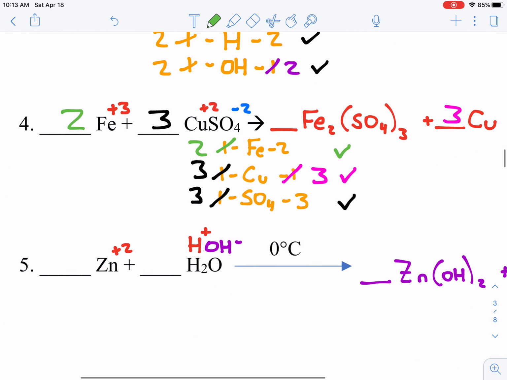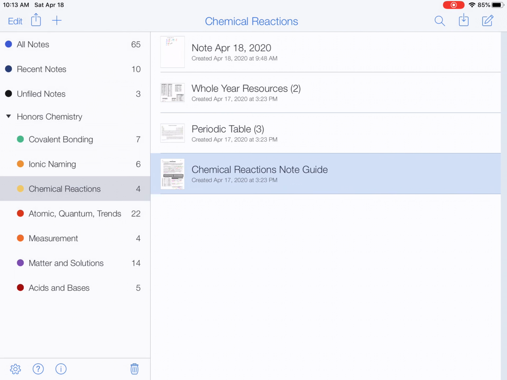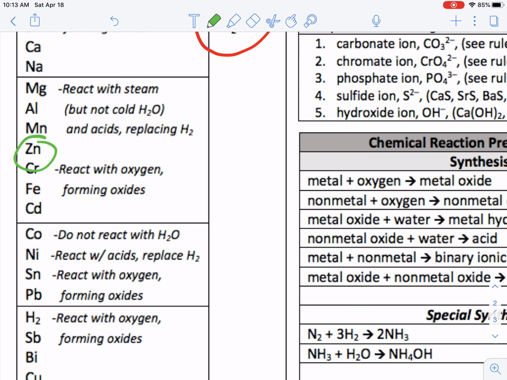All right, finally, number 5. Let's look at our activity series. Look for zinc. Zinc is attempting to replace hydrogen. Can zinc replace hydrogen? Well, zinc is above hydrogen on the activity series. But there's another little phrase written on your activity series, right? So zinc is all the way up here, hydrogen is up here. But in zinc's box, there are some words. They say, react with steam, but not cold H2O.